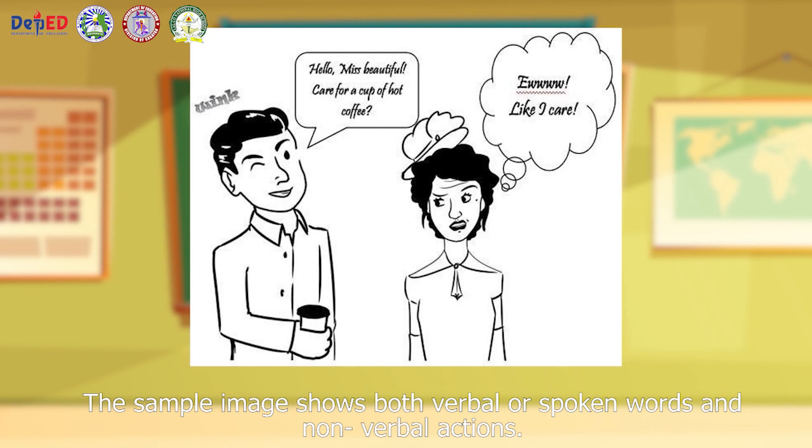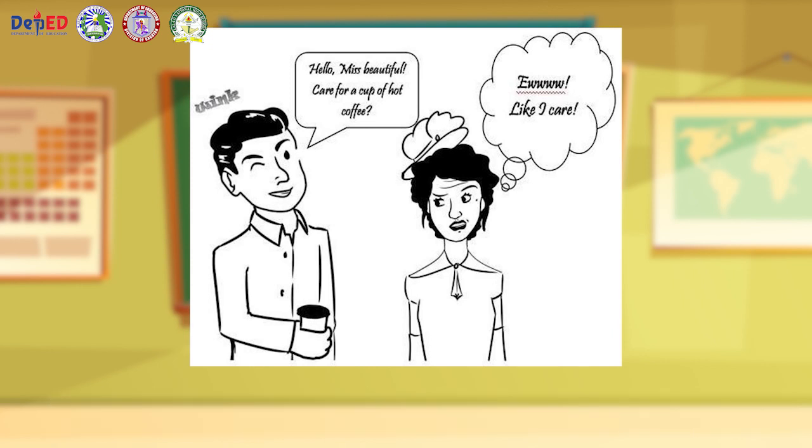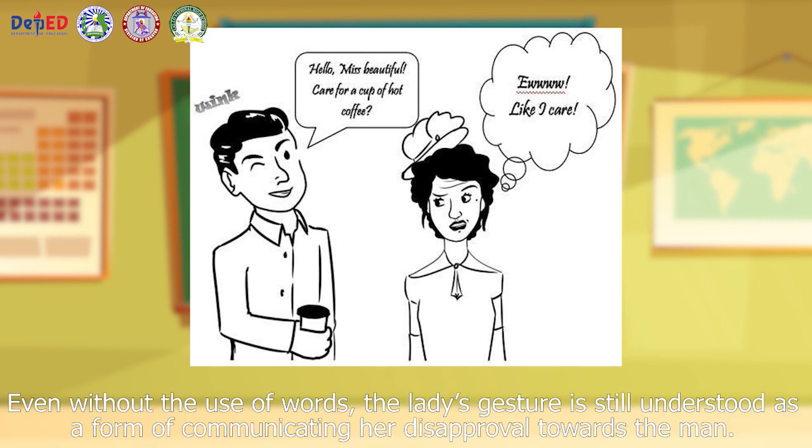The sample image shows both verbal or spoken words and non-verbal actions. The man uses both verbal and non-verbal cues when he winked at the lady and at the same time greeted her and offered her a drink. On the other hand, the girl's smirk is a gesture of disgust or dislike. Even without the use of words, the lady's gesture is still understood as a form of communicating her disapproval towards the man.